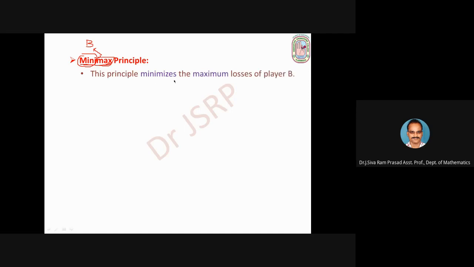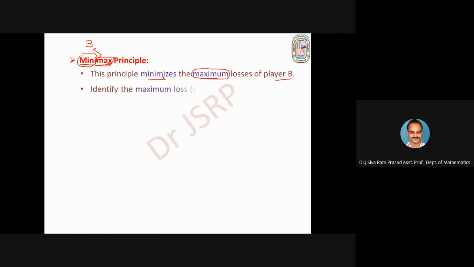See, this principle minimizes the maximum losses of player B. Okay, so the strategies of player B are column wise. So first strategy of player B means first column. In first column, identify the maximum loss for player B, irrespective of the strategies of player A. So in first column, that is corresponding to first strategy of player B, identify maximum loss. That means maximum value. Then take minimum of those maximum losses. That is called as minimax value.